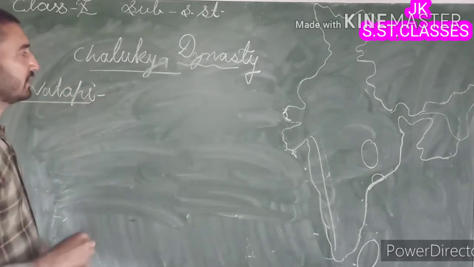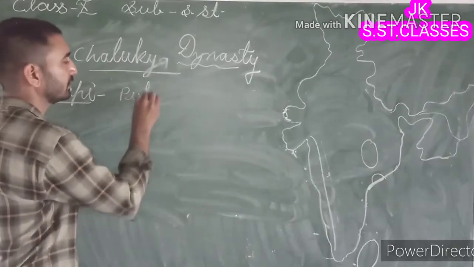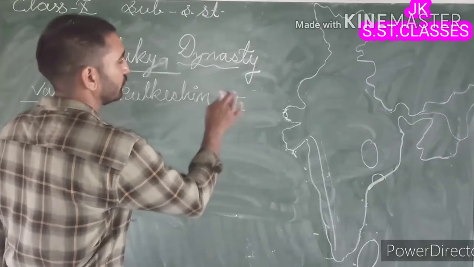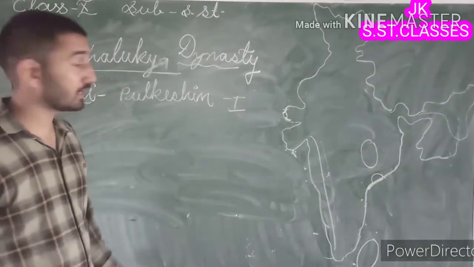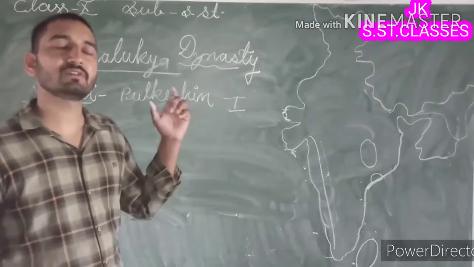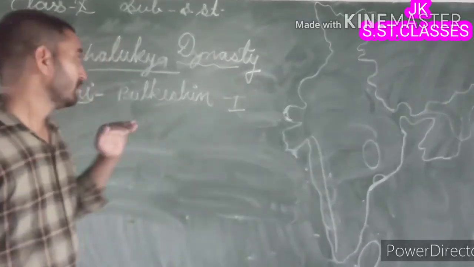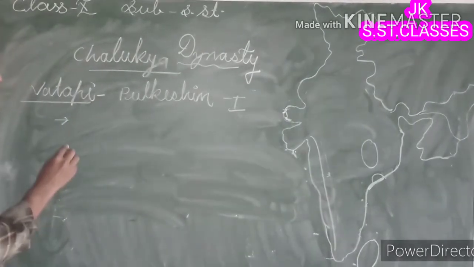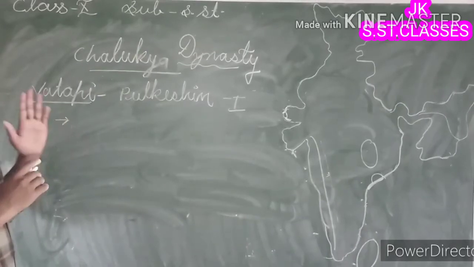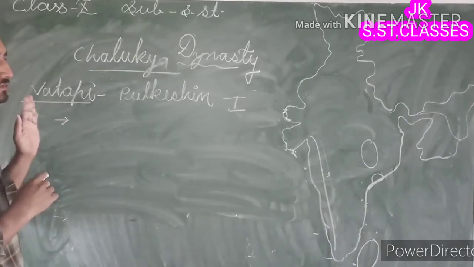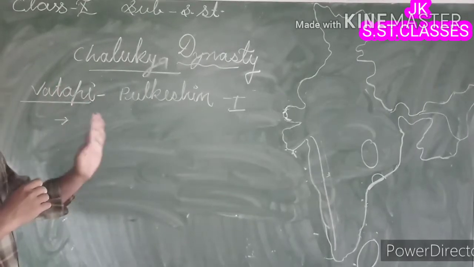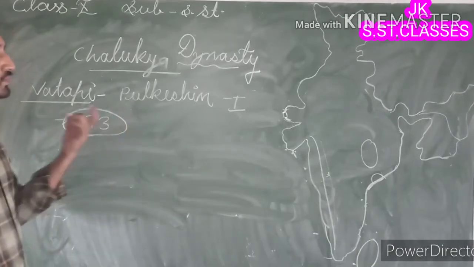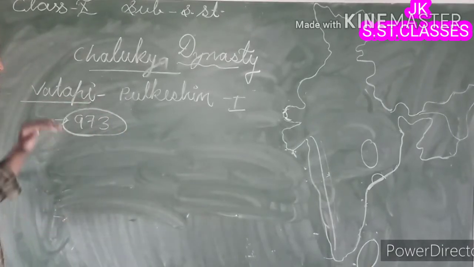The founder of this Chalukya dynasty was Pulkesin I, who performed Ashwamedha sacrifices. This Chalukya dynasty ruled over Vatapi throughout the 6th, 7th, 8th and 9th century. You can say that till 973 this dynasty ruled over the region of Vatapi.